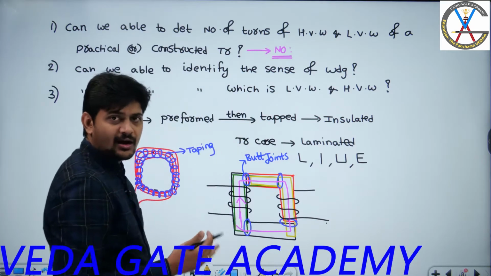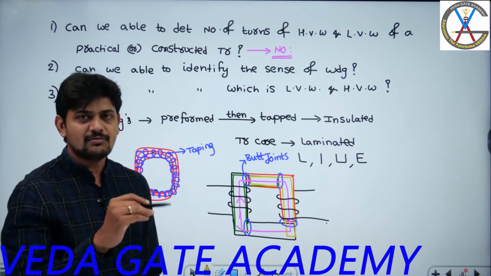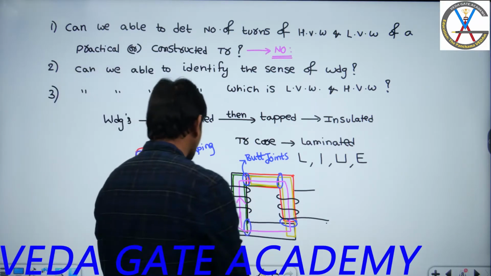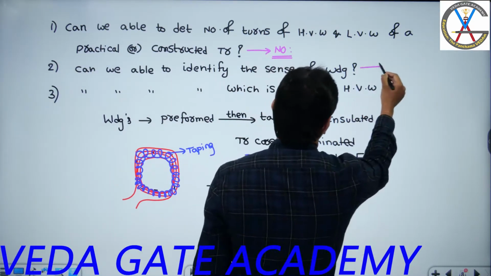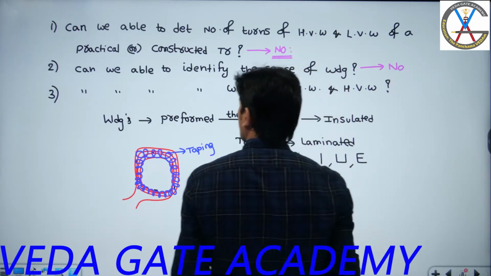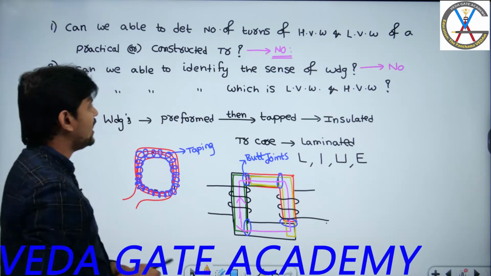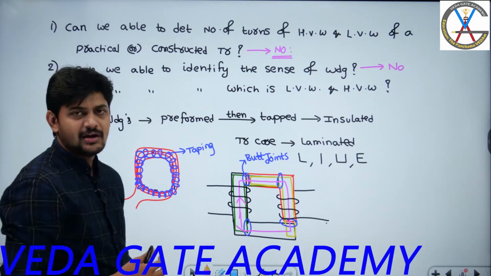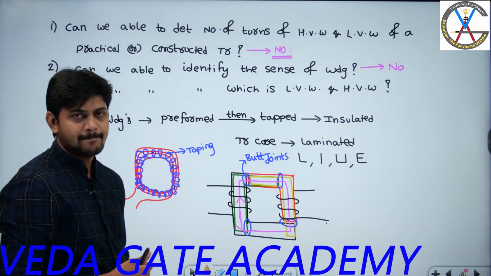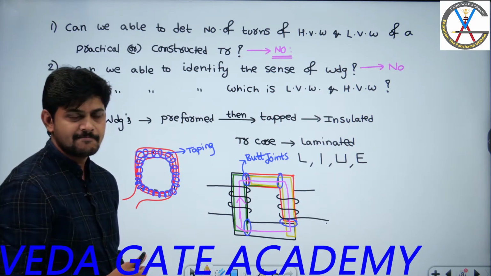Okay, so I cannot identify the sense of the winding. Sense of the winding means how they are going to wound the winding. So the answer for this one is also no. Now the last one is, can we identify which is the LV winding and which is the HV winding? Can we answer this?